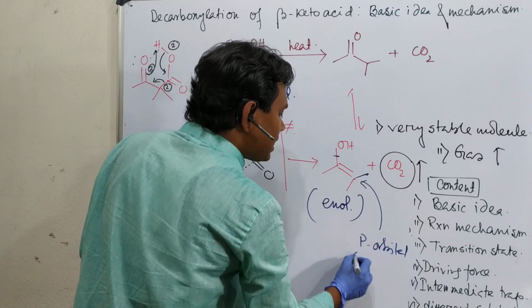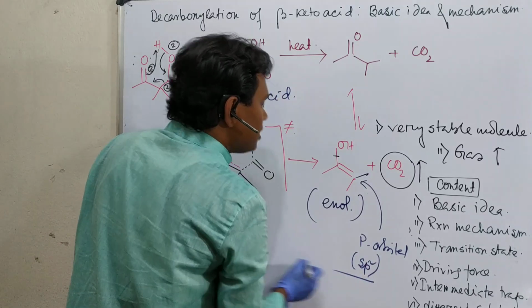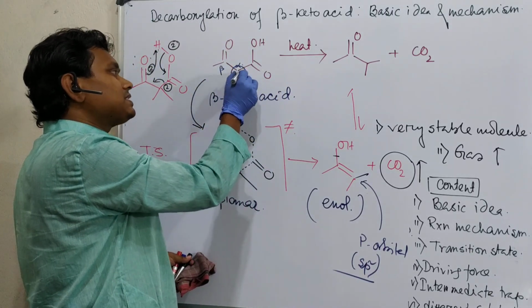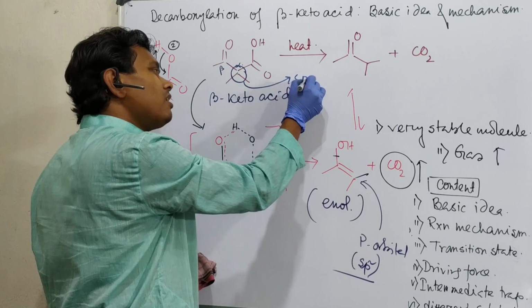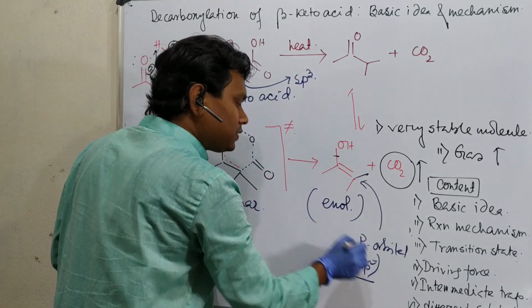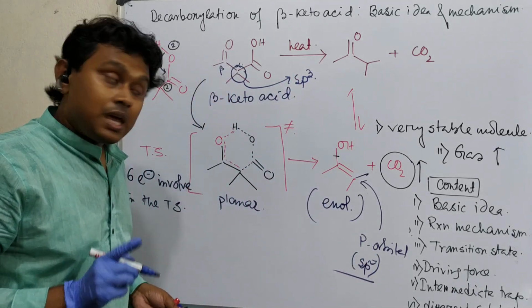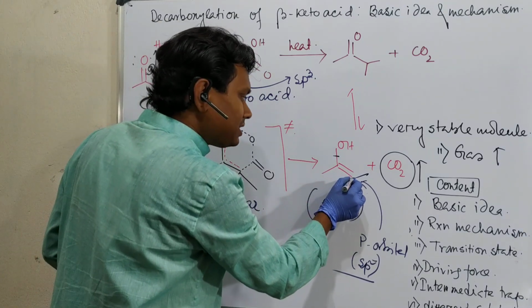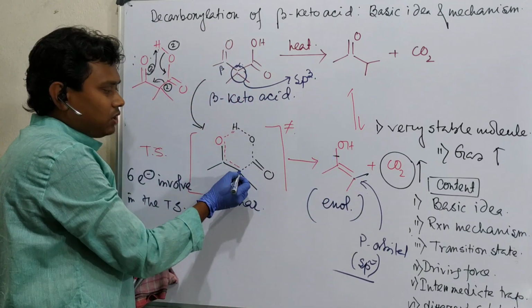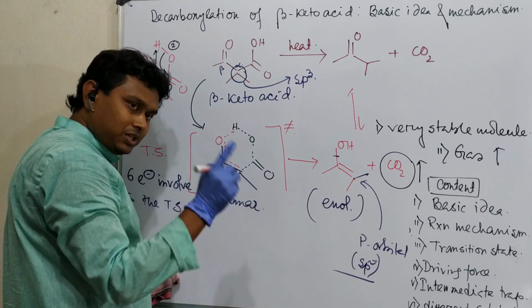P orbital, and it is sp2 hybridized. Although previously this is sp3, fine, I agree. But after the reaction, it forms the sp2 hybridization. It means that a p orbital is generated. So you can consider one p orbital there.